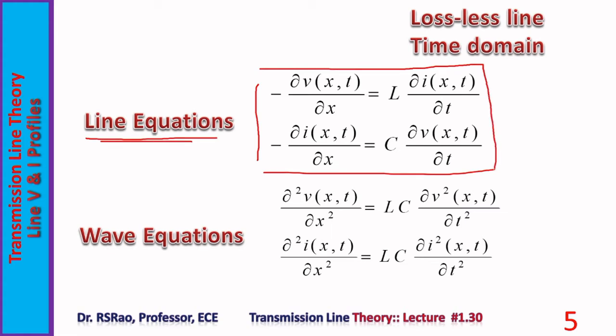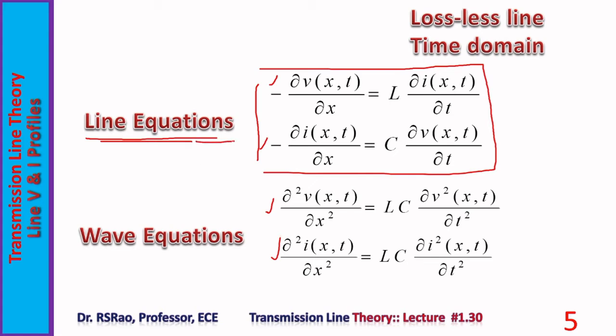Now, manipulating these two equations, by applying ∂/∂x to the first equation, one can obtain the first wave equation. ∂²V/∂x² equal to LC ∂²V/∂t², functions of x and t. Similarly, applying differentiation with respect to x to the second equation, and then combining it with the first equation, the second equation can be obtained.